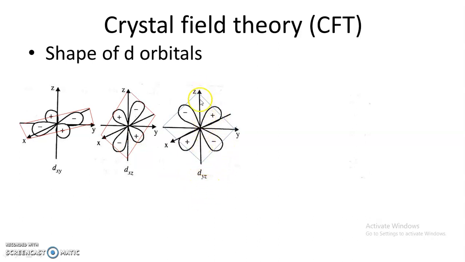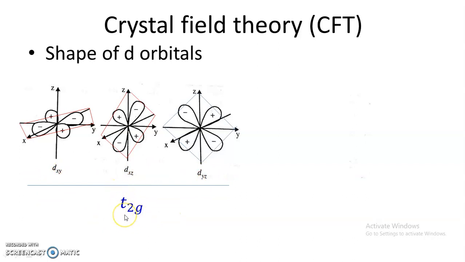Now consider the dyz orbital. Imagine the z axis, and this is the y axis, and this is the yz plane. Here the 4 lobes are oriented in between the y and z axis, whereas the x axis is at right angle to the yz plane. So in case of dxy, dyz and dzx orbitals, the lobes are oriented in between the axes, and this degenerate set of 3 orbitals is called the T2g orbitals.